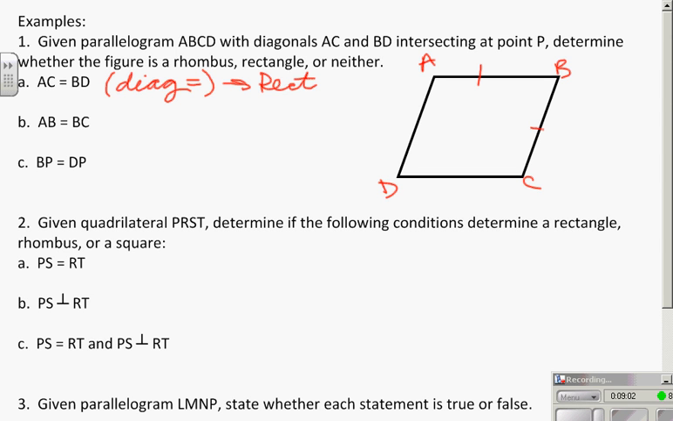Part B says, if AB is equal to BC, what do I have? I have adjacent sides equal. Which criteria is that? That lets me say this is a rhombus.